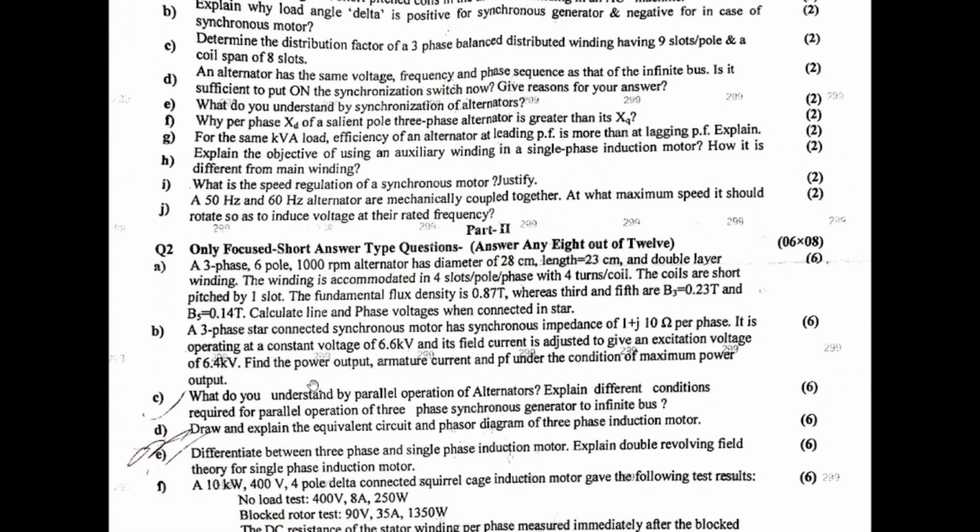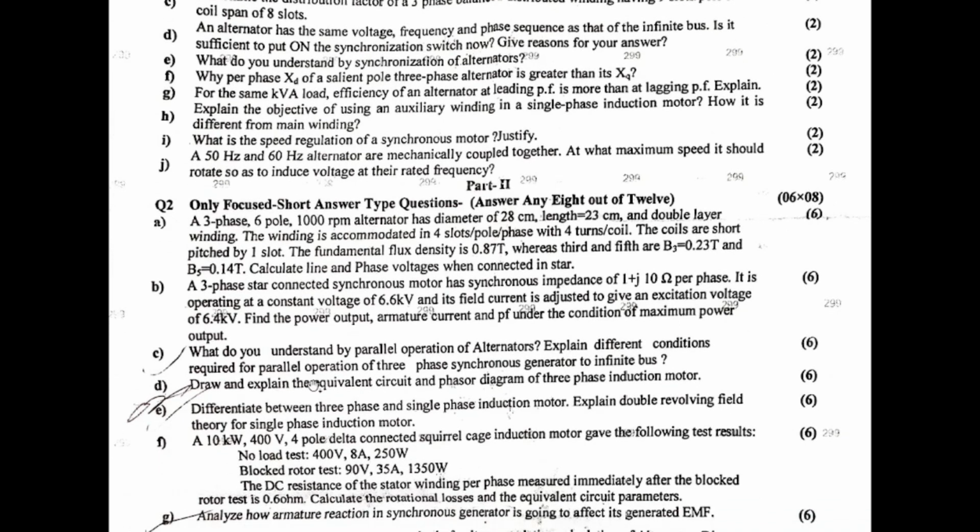Then we will discuss 6 mark questions. First problem. So electrical machine, it is a mixture of problem and theory. So at least you prepare some problems. You can answer maximum questions.